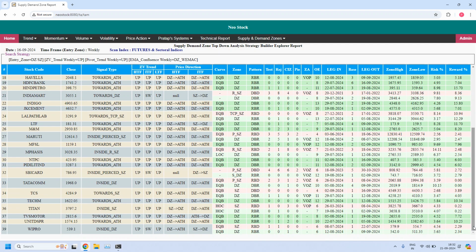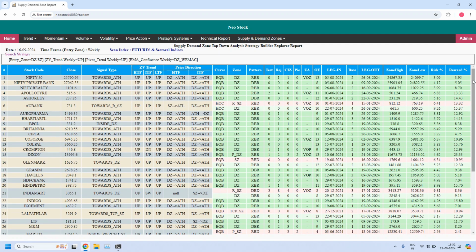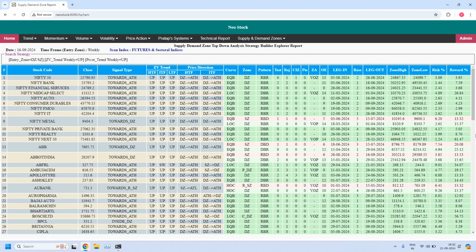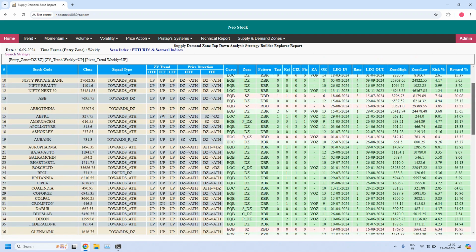But even then the list is big. So what do we do? Let us change our approach. I am removing the weekly EMA confluence. Let me check how many of those stocks, because without EMA confluence, we got 81 stocks, right?